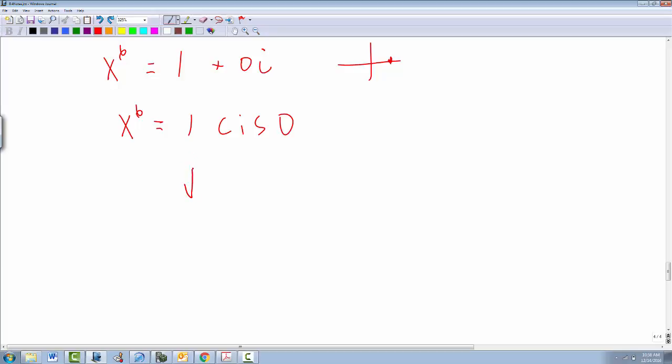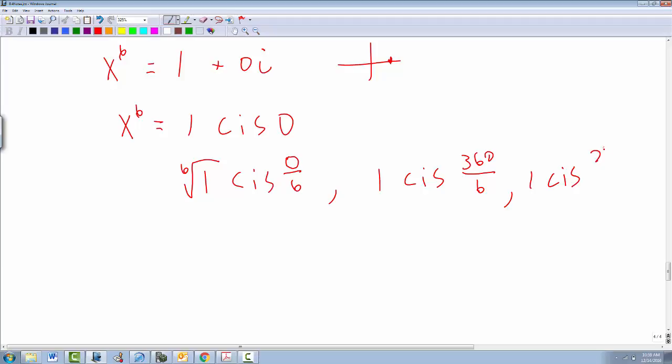So what do I take of 1? The 6th root of 1. What is happening with my brain? By the way, what's the 6th root of 1? It's 1. It's not 6. I don't know who just said 6. Don't admit it. Cis, what do I do with 0, even though it doesn't matter? Divide it by 6. And then it's the 6th root of 1, cis, 360 divided by 6. And then it's the 6th root of 1, cis, 720 divided by 6. Then it's the 6th root of 1, oh boy, now we're getting tough, 1080?